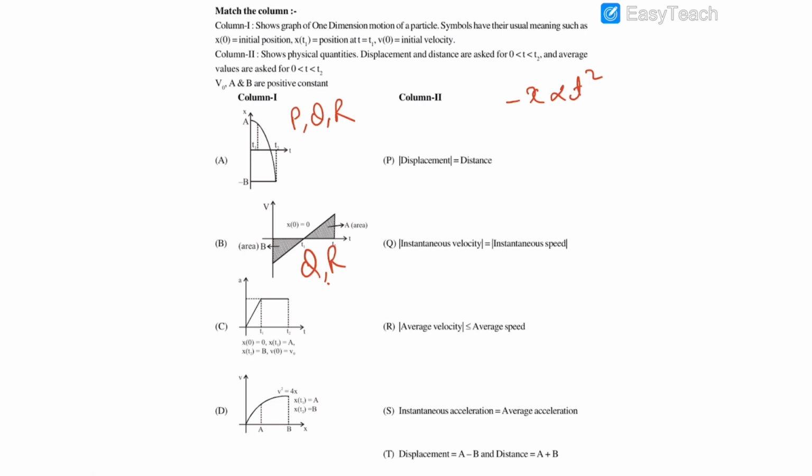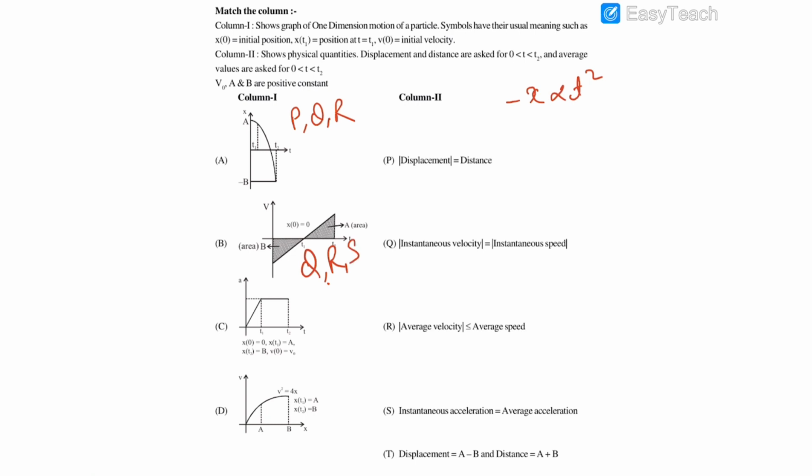And in the S option it is mentioned that the instantaneous acceleration is equal to the average acceleration, which can only be possible if the acceleration is constant. So you can see that this is a straight line graph going in the upward direction, and the slope of this graph is constant. So if the slope of this graph is constant, then acceleration is constant. So average acceleration and instantaneous acceleration are the same thing.